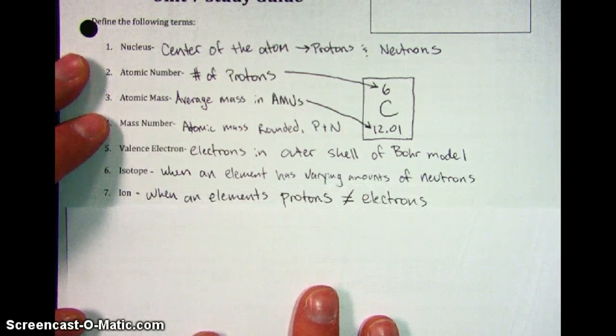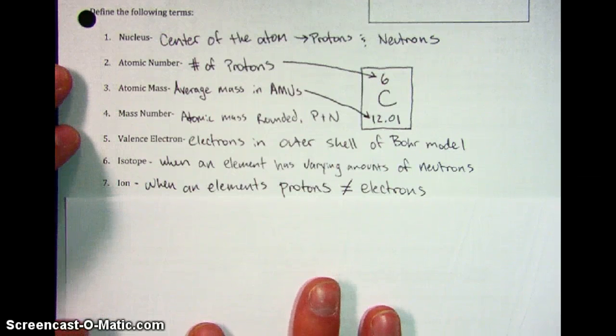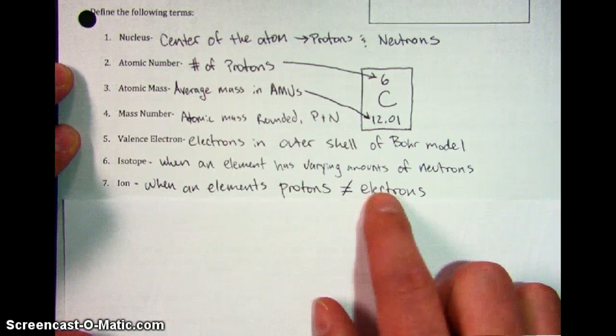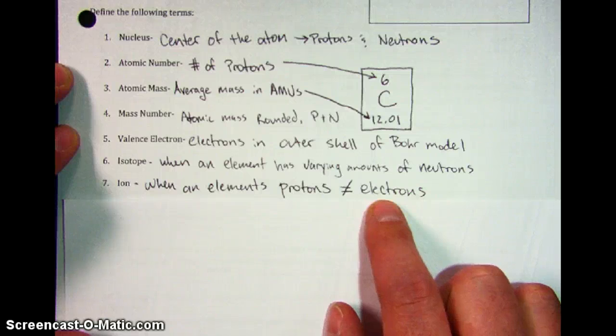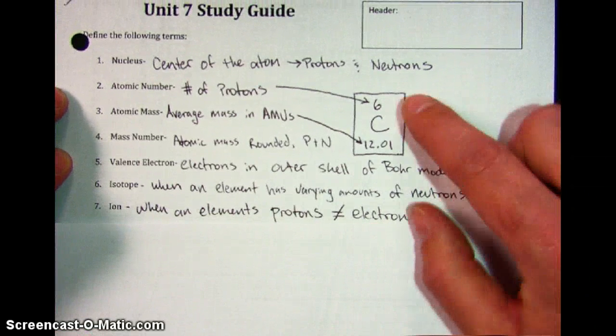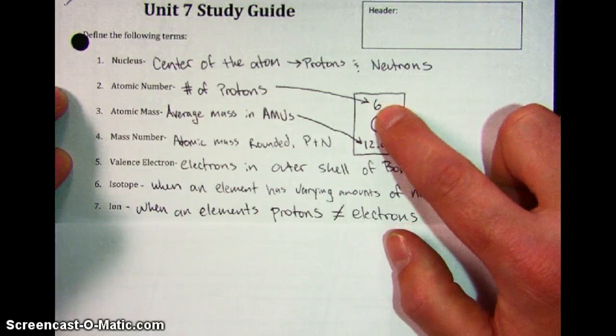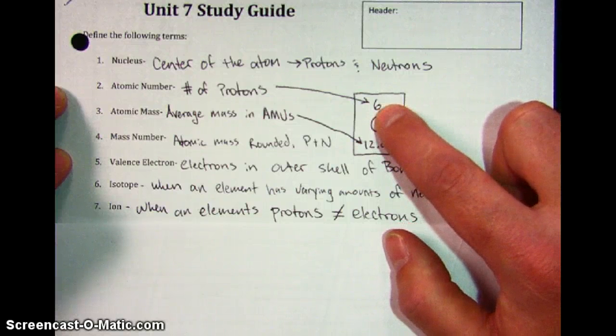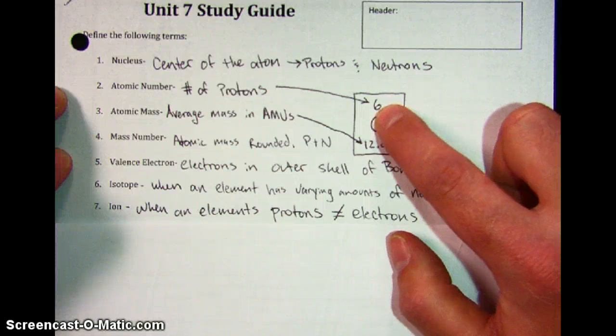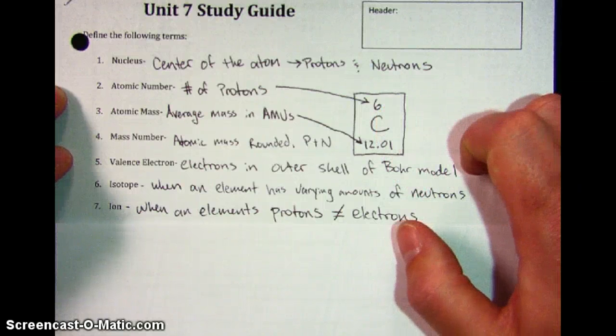Number 7, an ion is when an element has protons and electrons that aren't equal. So again, using carbon as an example, carbon would have 6 electrons, or 6 protons, excuse me, and if you changed the number of electrons, like let's say it had 5 electrons, because those two numbers don't match, you'd be talking about an ion.